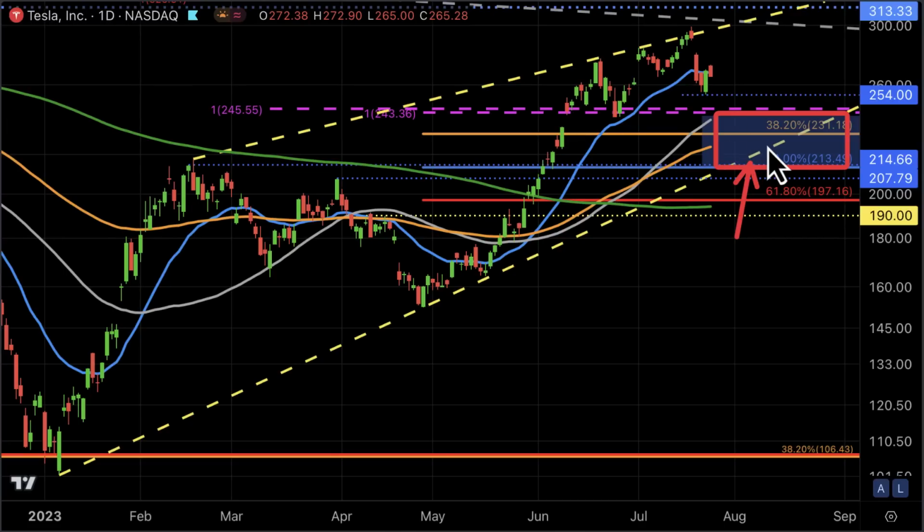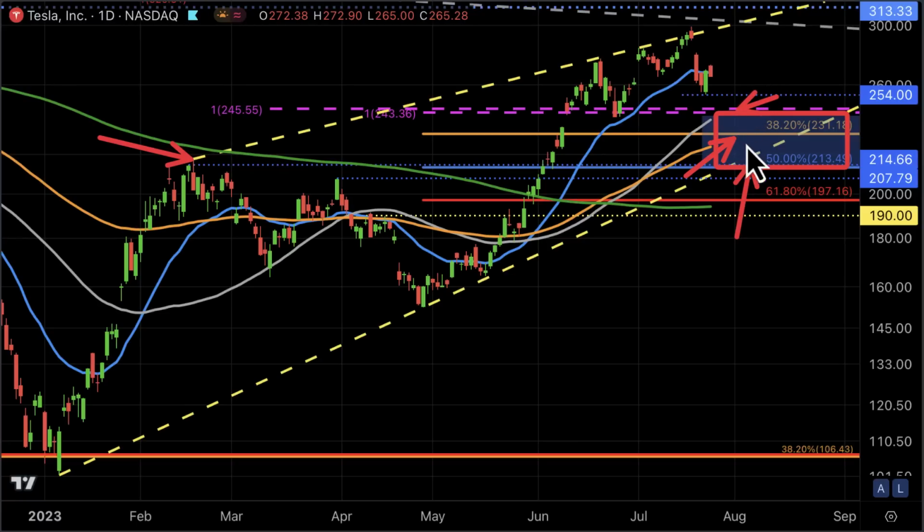So that puts it in a region. The upper support is about 245, 243. The next support is going to be about this 100 EMA or this 38.2% retracement here. That puts it about 230, 231. The lower support puts it at the February high, about 214. So those are the levels I'm looking at.